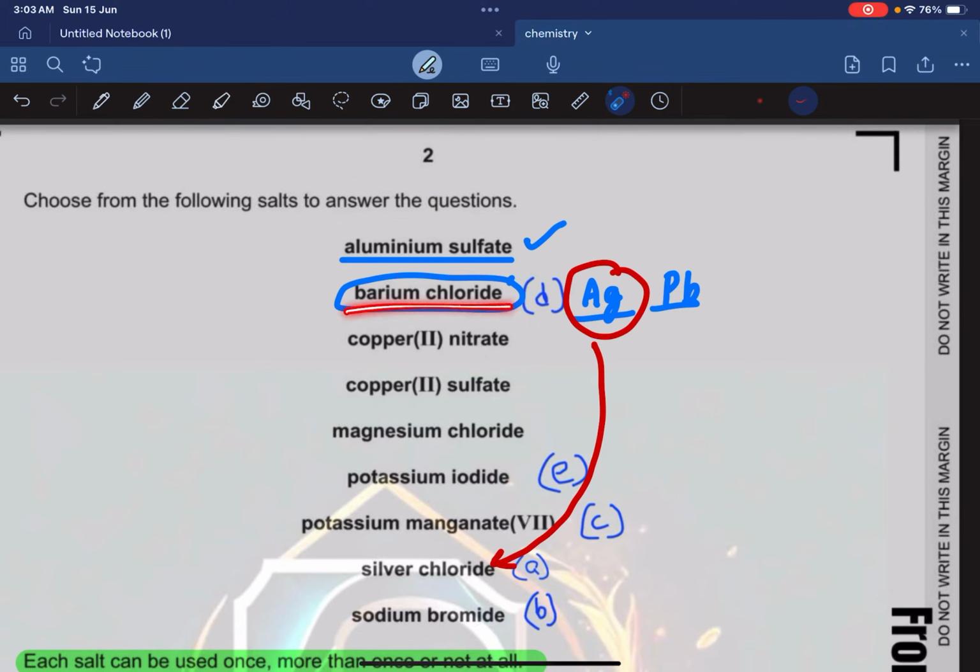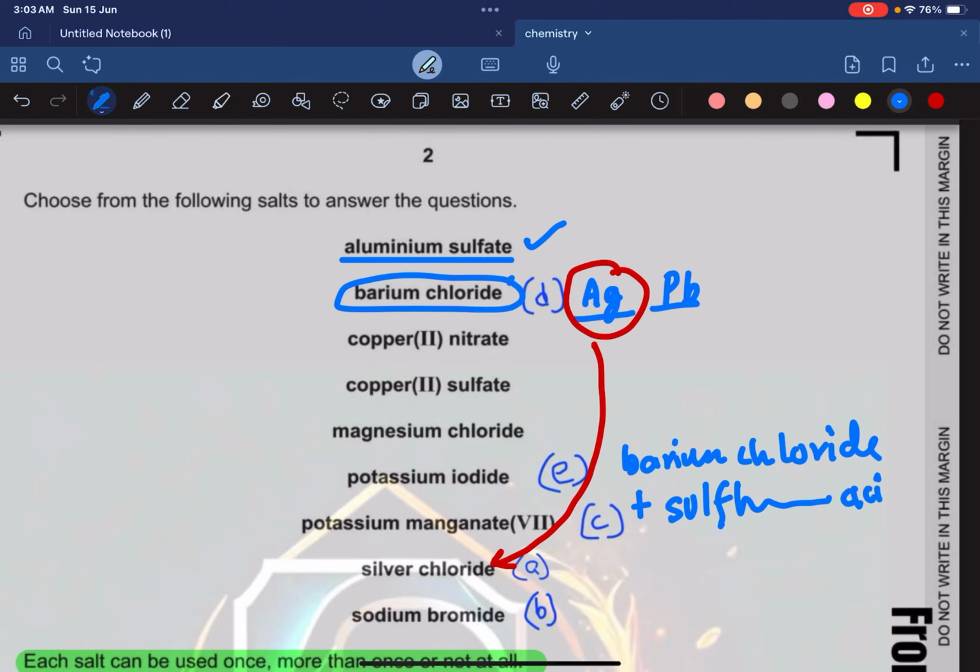Okay, barium chloride. When I react barium chloride with sulfuric acid, what do I get? I get barium sulfate. Let's do the reaction to know the reality. Okay, I have barium chloride, I make it react with sulfuric acid.